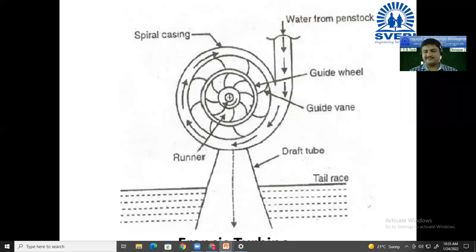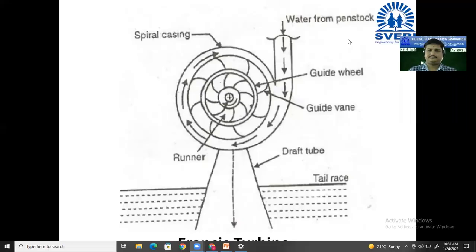regarding this Francis turbine. So I request you, your time has started now. You can draw it immediately. And I think you got the differences between Francis turbine and centrifugal pump construction also. MCQ may be asked on this particular concept.